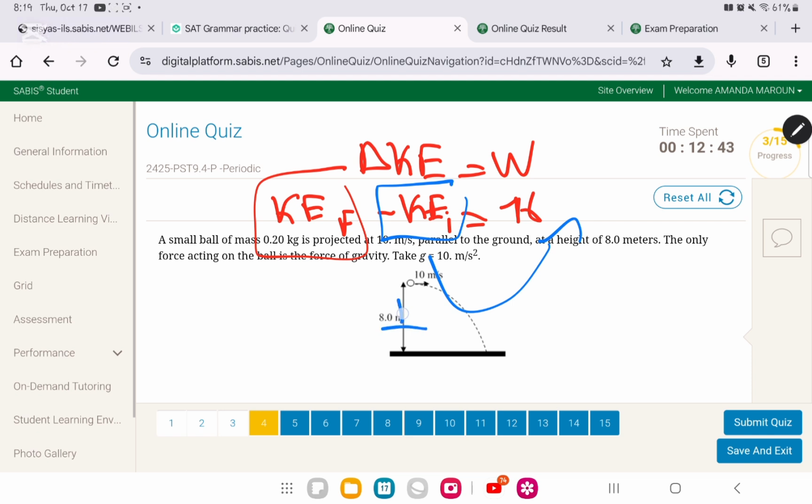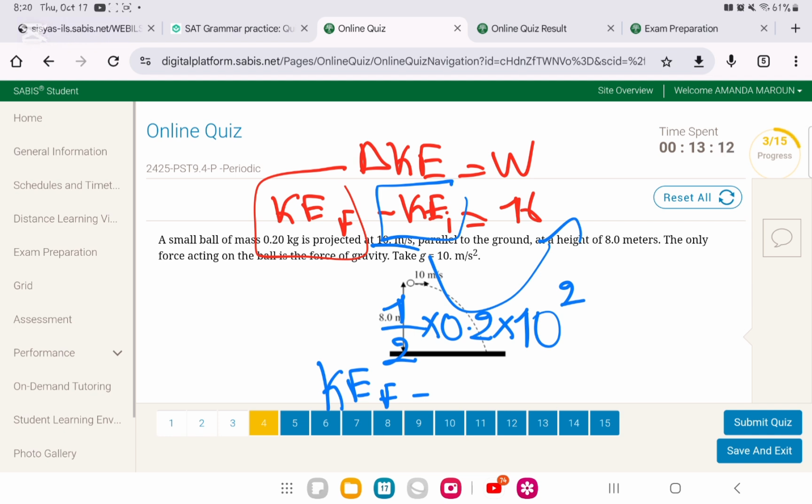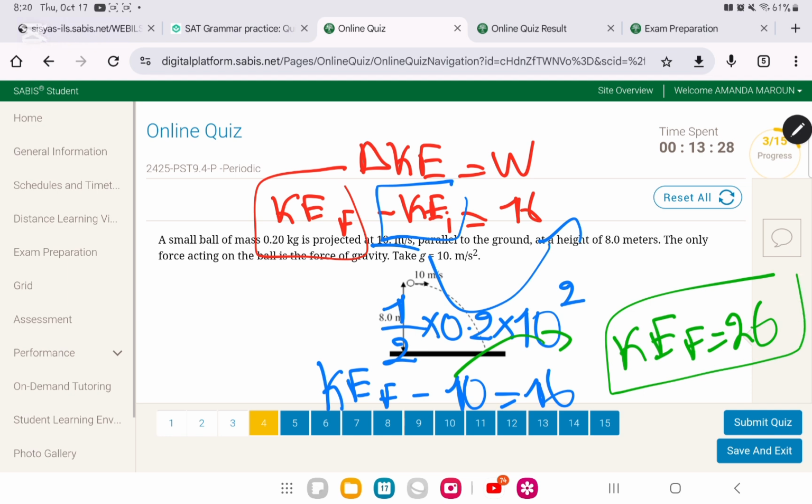For kinetic energy initial, it is 1 over 2 times the mass, which is 0.2, times the velocity initial squared. Velocity initial is what? It is 10 meters per second. So 10, and then we are going to square it because it is velocity initial squared. So now we have kinetic energy final minus 1 over 2 times 0.2 times 10 squared is equal to 16. So kinetic energy final minus 10 is equal to 16. Move it to the other side, you will get that the kinetic energy final is equal to 16 plus 10, which is 26. And khalas, you found it.